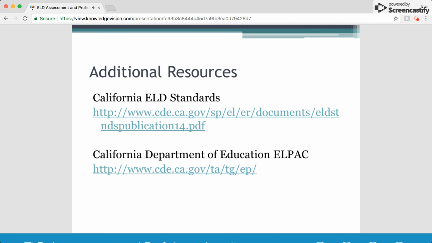In order to better understand these standards and actually see the full standards document, please access the ELD standards and proficiency level descriptors on the CDE website.